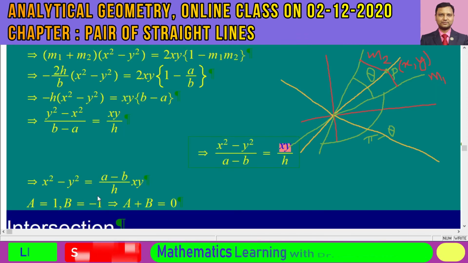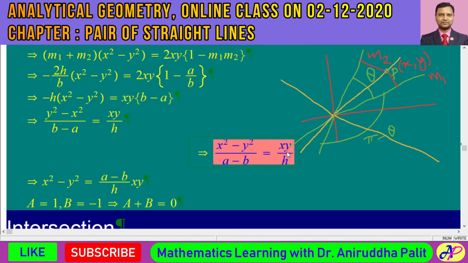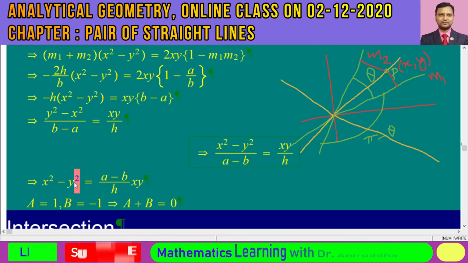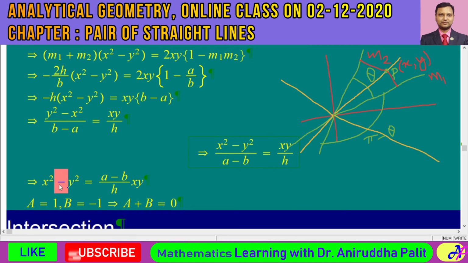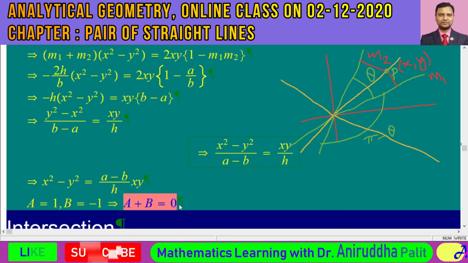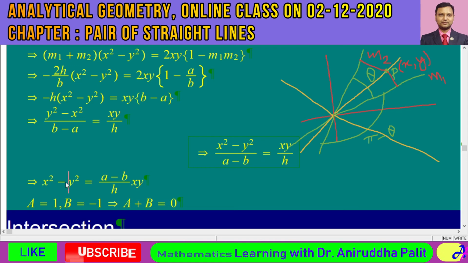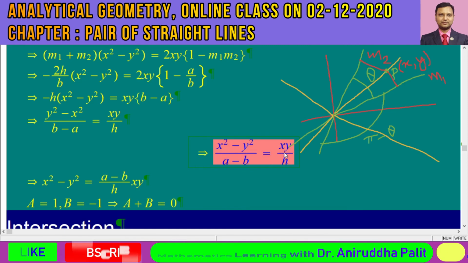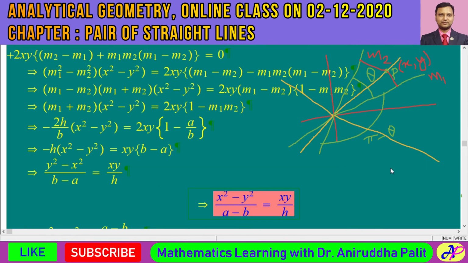And secondly, over here you see, if you express this equation in this way, in that case the coefficient of x square, let us call it capital A, would be plus 1, and the coefficient of y square, capital B, would be minus 1. Therefore we obtain that a plus b is equal to 0. That means coefficient of x square plus coefficient of y square becomes equal to 0. The total sum becomes equal to 0 for this kind of equation. We know that this equation represents a pair of bisectors.